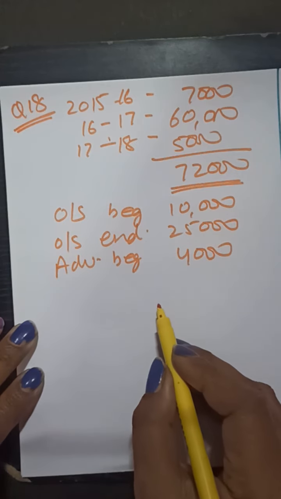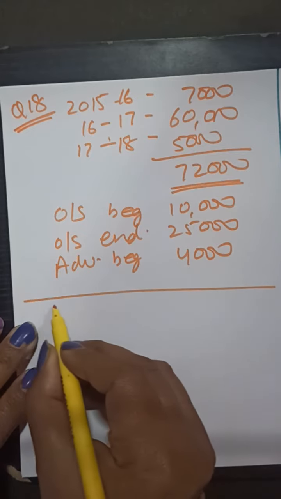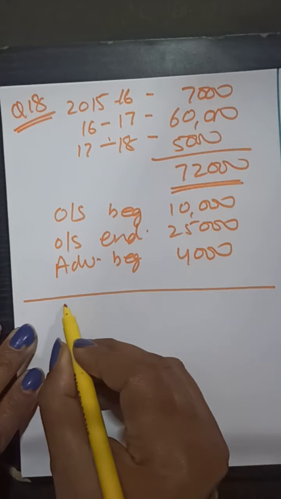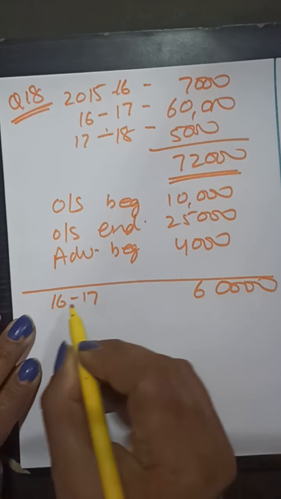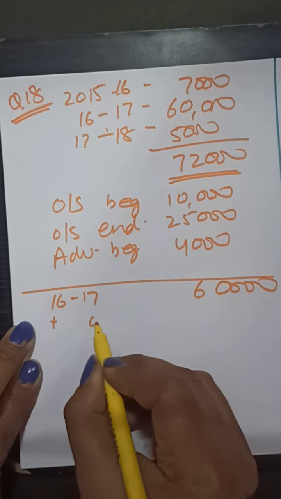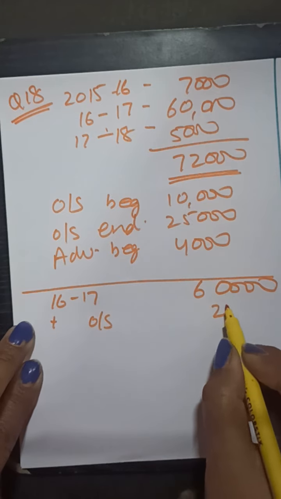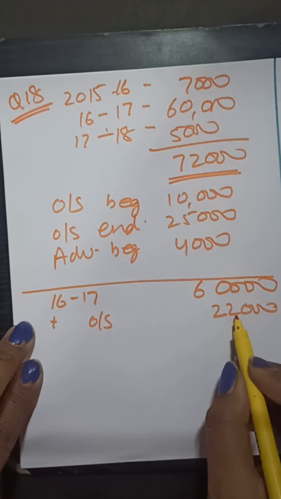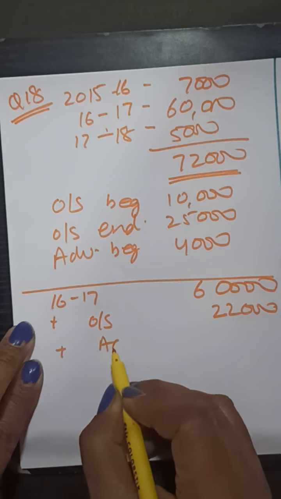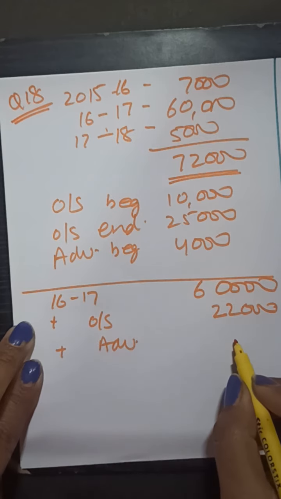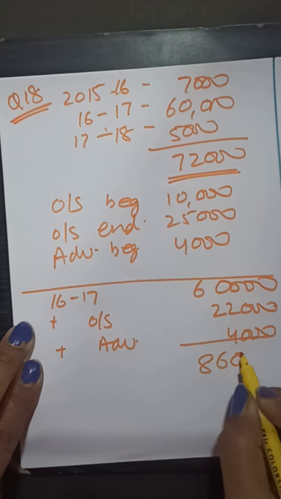I will do here the amount that has to be received. Subscription received as shown in the question for 2016-17 is rupees 60,000, plus outstanding we told you in the beginning 22,000, plus this advance in the beginning, this also will be added. Total will be 86,000.